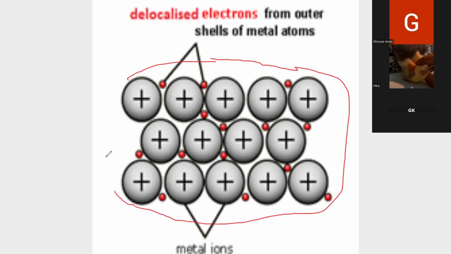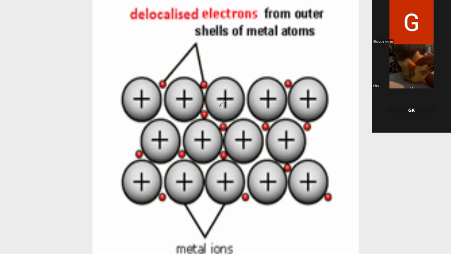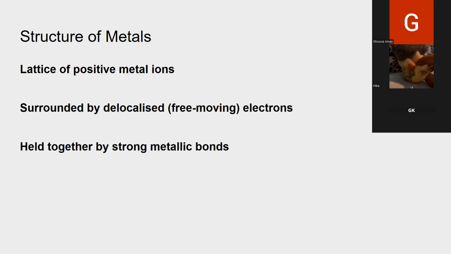So what is a giant metallic lattice? Even if it is a small stapler pin, that small stapler pin is a giant metallic lattice. Why is it a giant metallic lattice? Because it consists of an unlimited number of particles, cations, surrounded by a cloud of free moving electrons. These free moving electrons are also called delocalized electrons. What is the meaning of delocalized? They have lost their location.